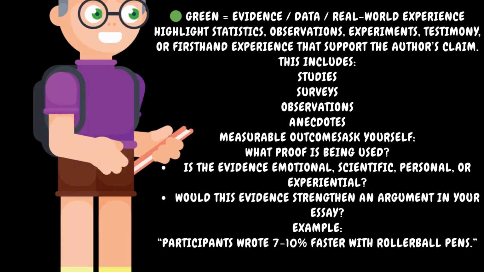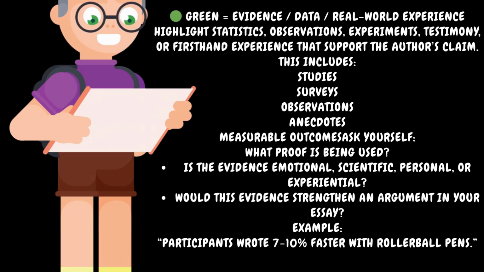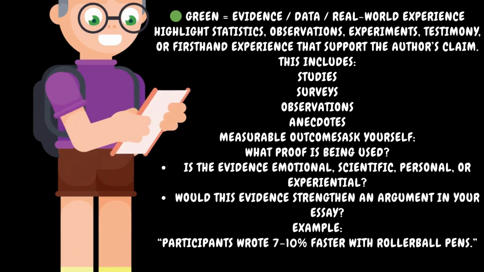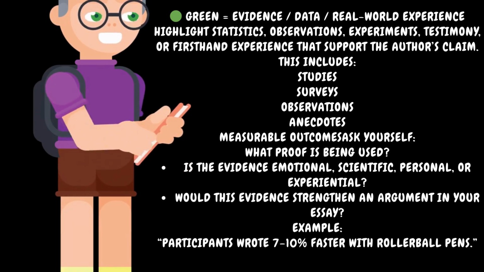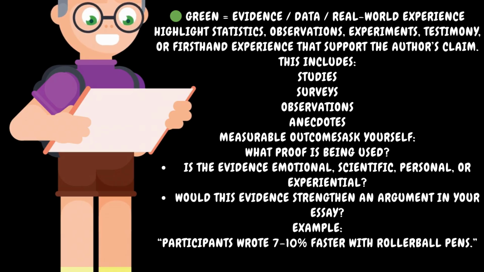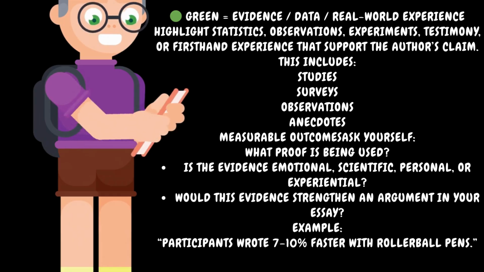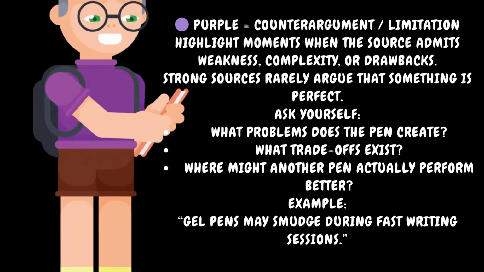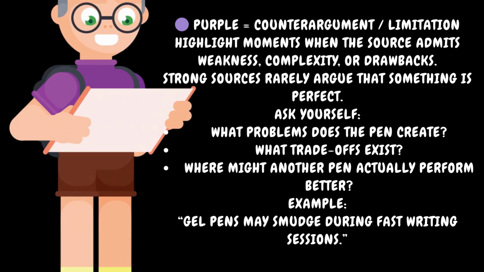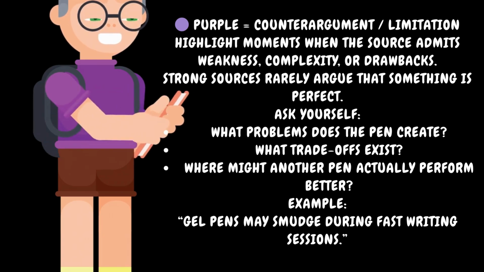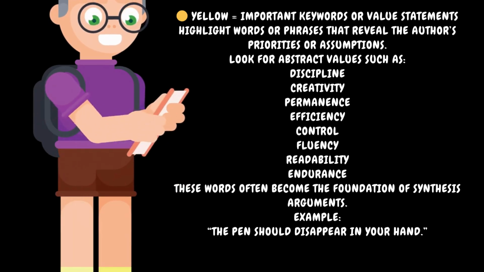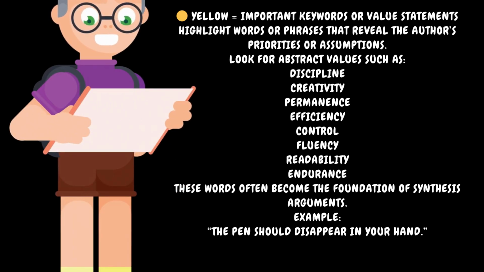In green, they're going to do evidence, data, real world experience. So any statistics, observations, experiments, testimony, firsthand experience, any of that anecdotal stuff. And again, I have some front loading information there. In purple, they're going to do the counter arguments and possibly take a look at concessions, rebuttals, things of that nature, because I do want to teach that early in the year.